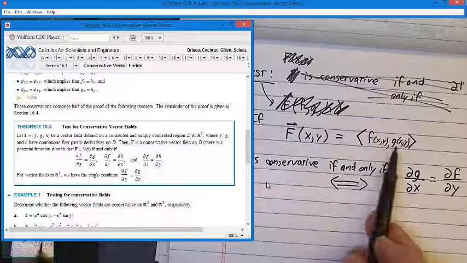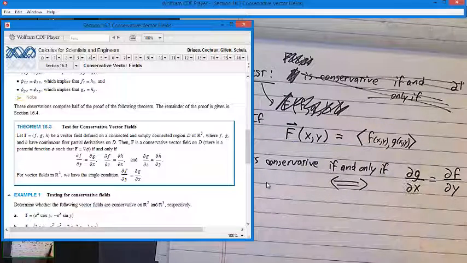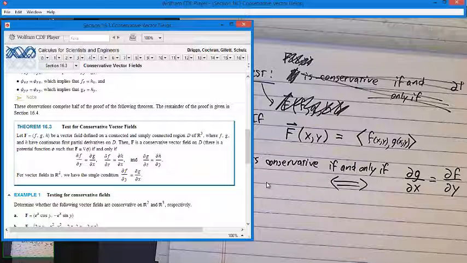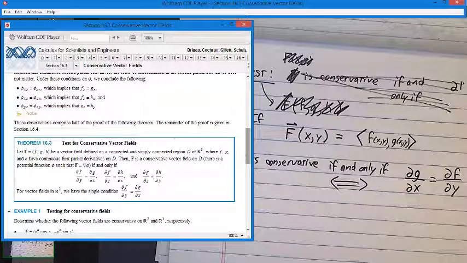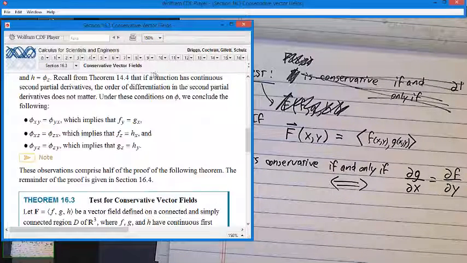That's interesting though. It's the partial of the y coordinate with respect to the x coordinate and the partial of the x coordinate with respect to y. Now, why is this true? I kind of like the book's explanation up above here. You see these things here? Let me zoom in on that. There they are: phi xy equals phi yx.